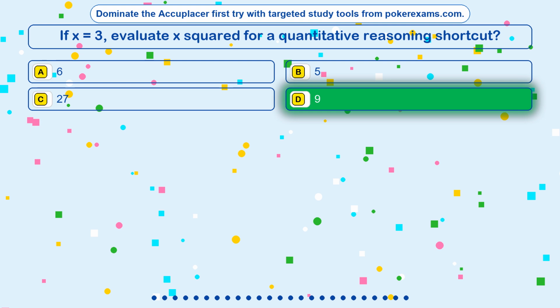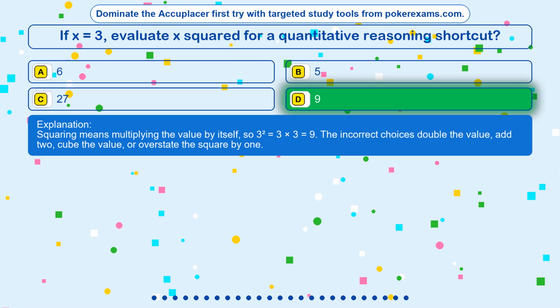The correct answer is option D, 9. Squaring means multiplying the value by itself, so 3 superscript 2 equals 3 times 3 equals 9. The incorrect choices double the value, add 2, cube the value, or overstate the square by 1.